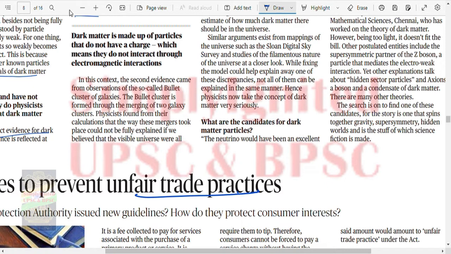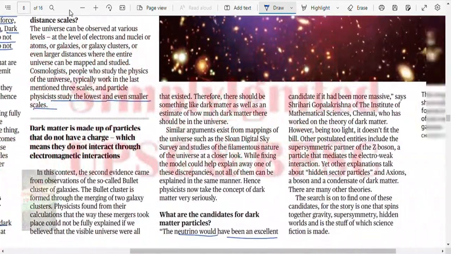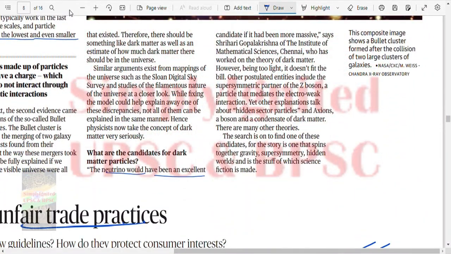What are the candidates for the dark matter particle? The neutrino would have been an excellent candidate if it had been more massive. However, being too light, it does not fit the bill. Other postulated entities include the supersymmetric partner of the Z boson, a particle that mediates the electroweak interaction. Yet other explanations talk about hidden sector particles and axions, a boson that forms a condensate of dark matter. There are many other theories.